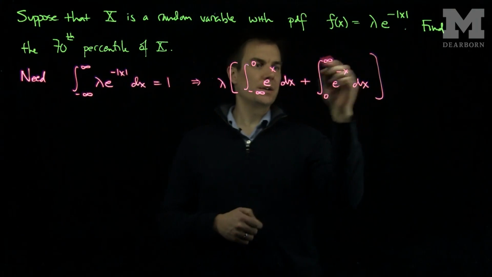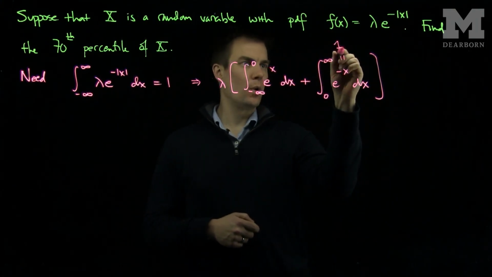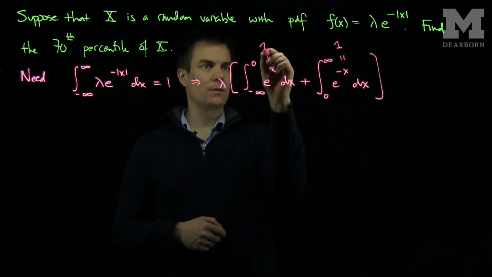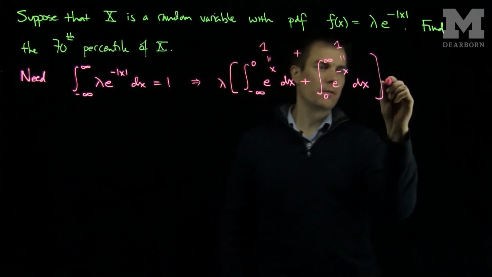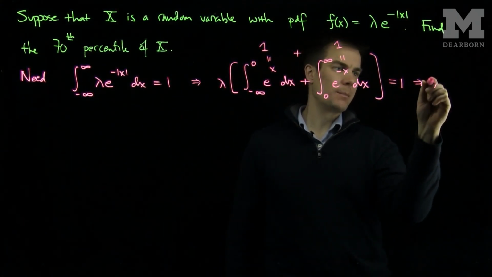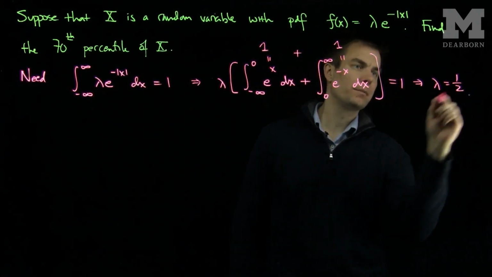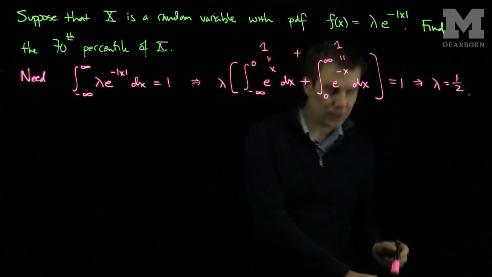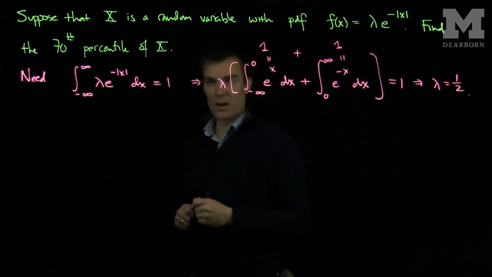So we know that this integral over here will just be 1. And by symmetry, this integral over here is equal to 1. So if this is equal to 1, this is going to force lambda to be equal to 1/2. So our PDF is actually 1/2 e to the negative absolute value of x.